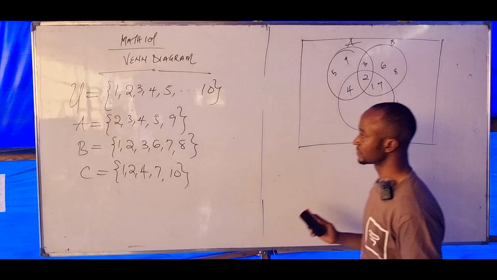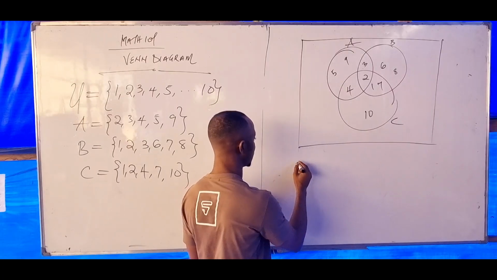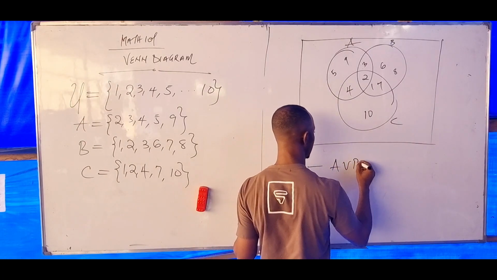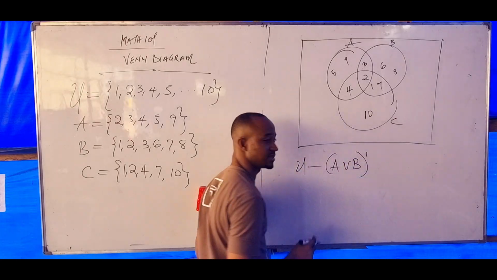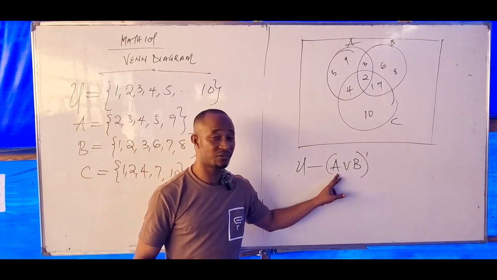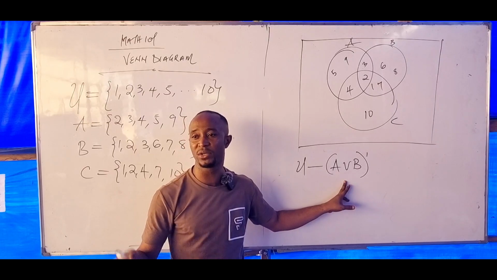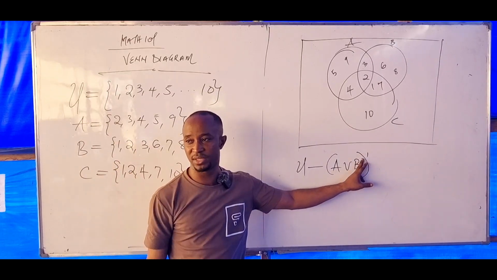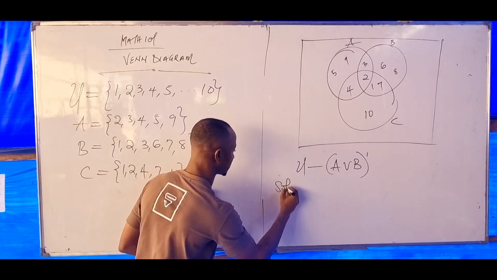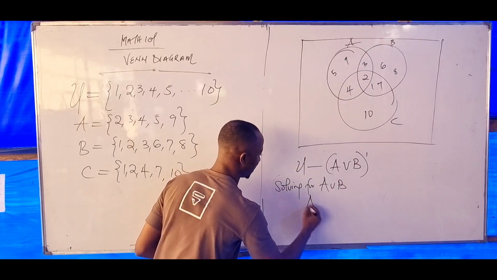Now listen. We have to find what? What is the question saying again? The difference of A union B, or prime. Now listen, these are special cases. What we need to do is find A union B first. Are you getting the concept? When you find A union B, then you find the prime of A union B. Then find the difference. Let's watch first. Solving for A union B. What is A union B?